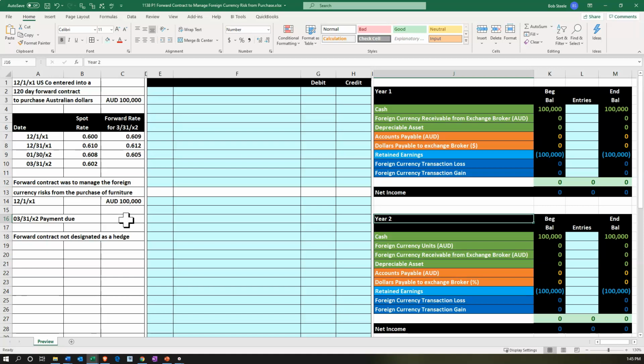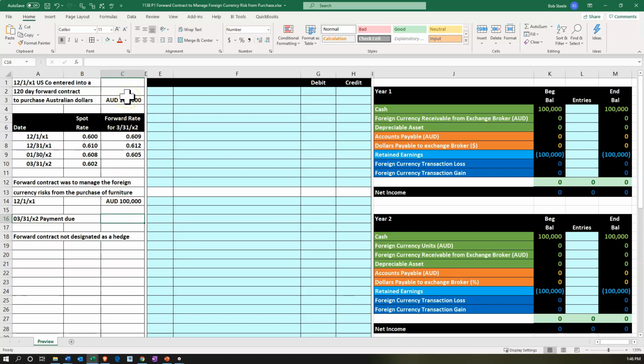We're purchasing from an Australian company in Australian dollars furniture on 12/1/X1, the current year or the first year, year 1. But we're purchasing them on account, promising to pay 100,000 Australian dollars in the future 4 months later on March 31st, 20X2 in then year 2. Obviously, because we have that difference in time, there could be a difference in the exchange rate from the purchase point to the point in time that we make the payment. Therefore, the forward contract was to manage the foreign currency risks from the purchase of the furniture.